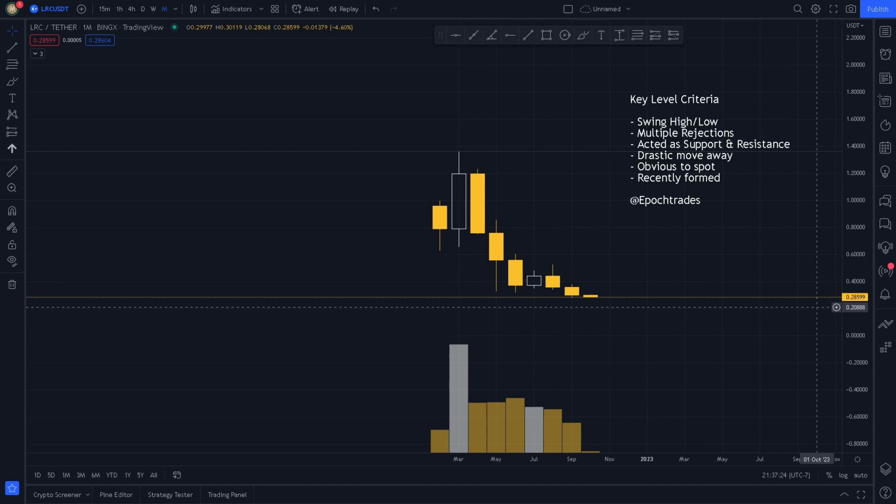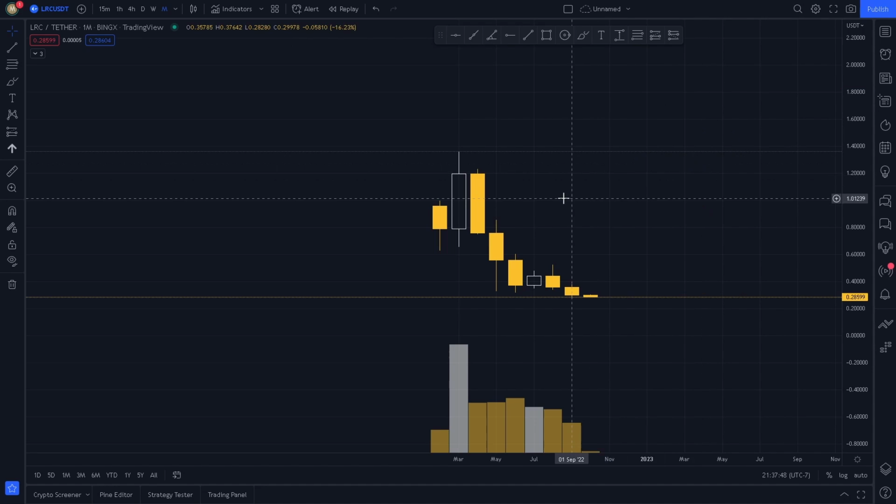Today we're going to be covering higher time frame key levels on Loopring. So, as always, our key level criteria. We want to be looking for swing highs and swing lows, multiple rejections, acted as support and resistance, drastic moves away, obvious to spot, and recently formed.